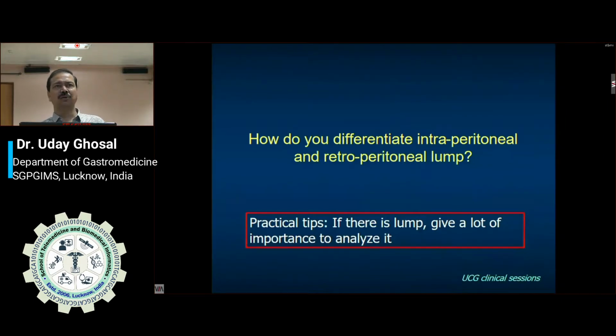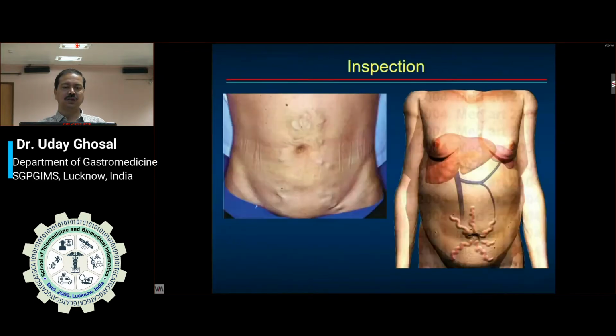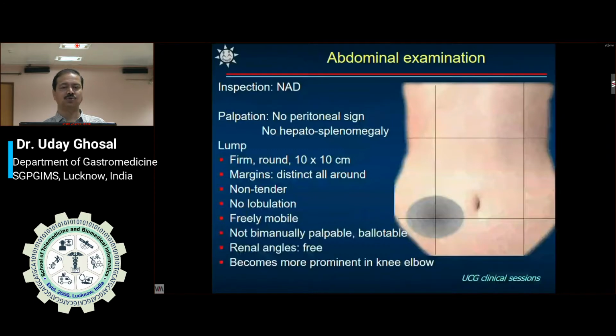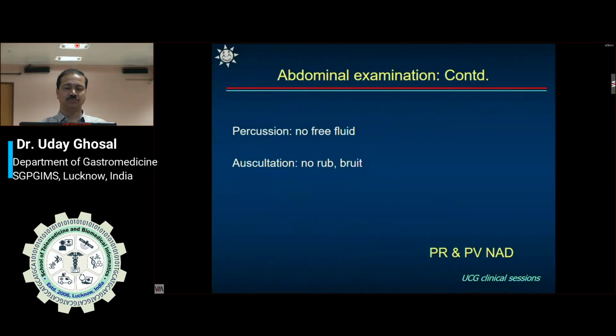So I was talking about all these features that you should examine in the lump. What are these features? Look at the lump, whether it is firm, whether it is round, what is the size, how is the margin, can you feel all the margin, is it tender or non-tender, is there lobulation, is it freely mobile, whether it is bimanually palpable or not, whether it is ballotable or not, what about the renal angles, are they free or full, whether the lump becomes more prominent in knee elbow position or not.